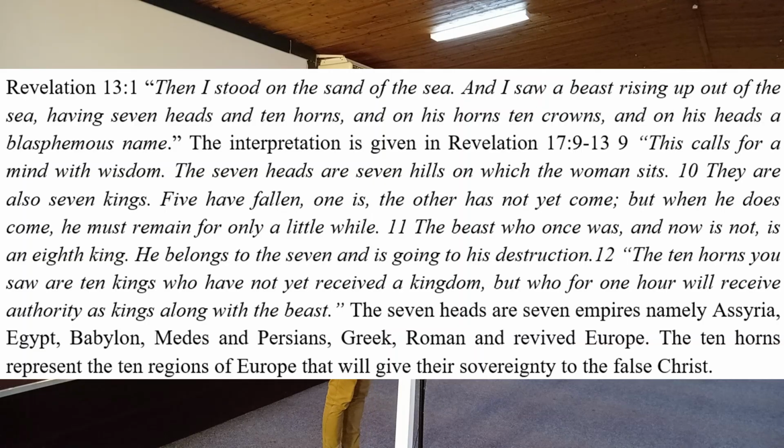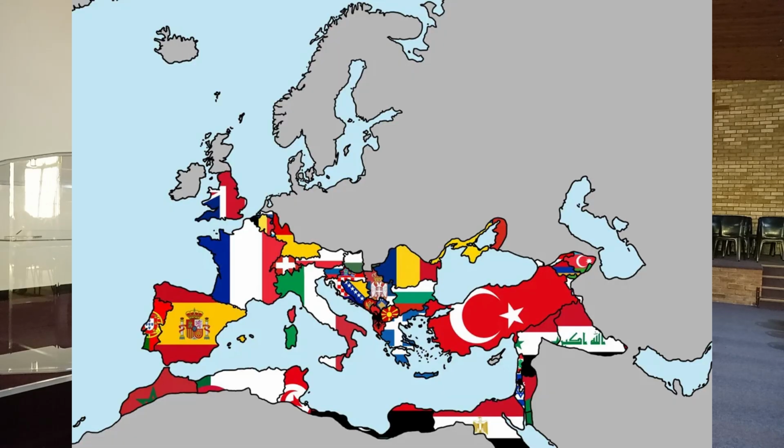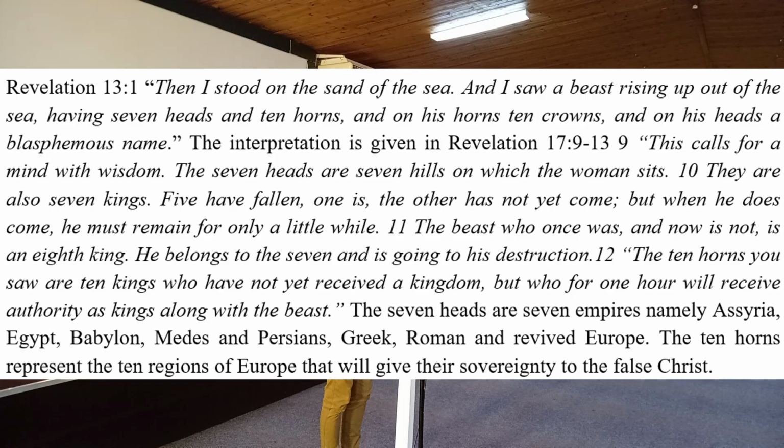And then it says the 10 horns represent 10 regions of Europe, just above Europe, also the Middle East. I think it's pretty important to include the Middle East in that. The old Roman Empire included Western Europe, the Middle East, and North Africa. So if you look at that, the 10 kings will have to arise from that area, the Middle East and Europe. And they will give their sovereignty to the false Christ. The false Christ is the Antichrist.